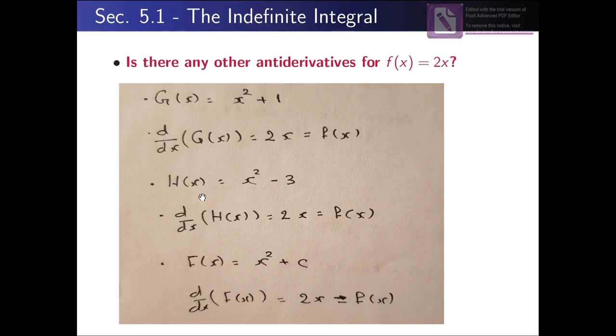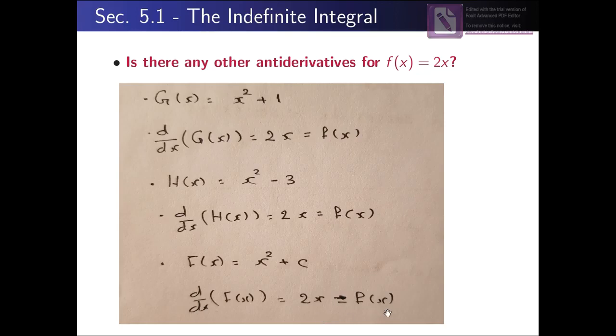Again, if we have the function h of x equals x cubed minus 3, and we want to find the derivative of h of x, so dh/dx will be the derivative of x squared minus 3, which is 2x, which is also equal to f of x. So we conclude that x squared minus 3 is also another antiderivative of the function f of x. Again, if we have another function F of x which is x squared plus c, where c is a constant, the derivative of this function will be 2x, which is also equal to f of x.